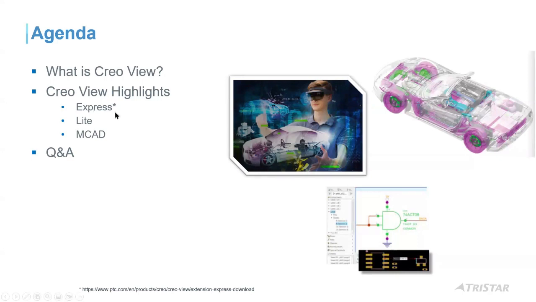I have a little asterisk on the Express because that is a free viewer that you can download. There's a hyperlink down here off of PTC's website. Anybody can install this viewer. It works on Windows systems. I don't know if anybody's using Linux these days in their workplace, but it works on your Windows systems. You can install this and view models when somebody sends you a model, or you find something online that has been generated in a format that Creo View supports. I'll go through what that means.